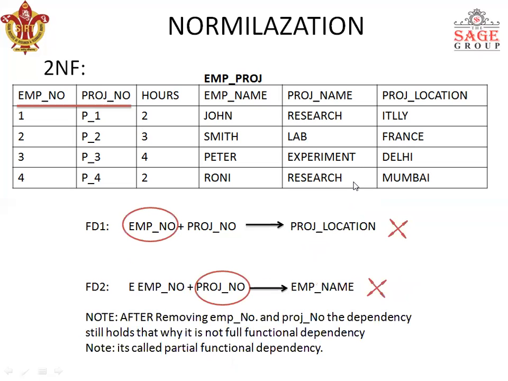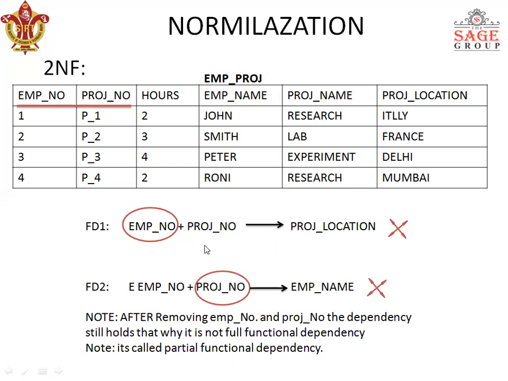Now we have other functional dependencies. We have made two more functional dependencies in the same table. With the help of employee number and project number, we are trying to identify the project location. Do not focus on the cross right now; I'm just giving the example. And with another functional dependency, again with employee number and project number, can we identify employee name? Yes, we can easily identify it, because this is a super key.